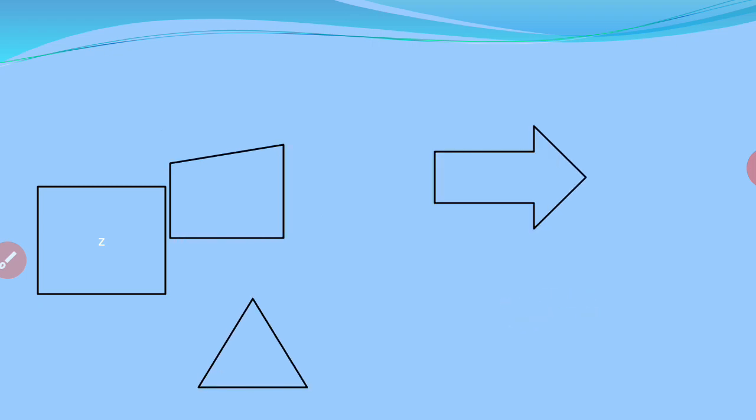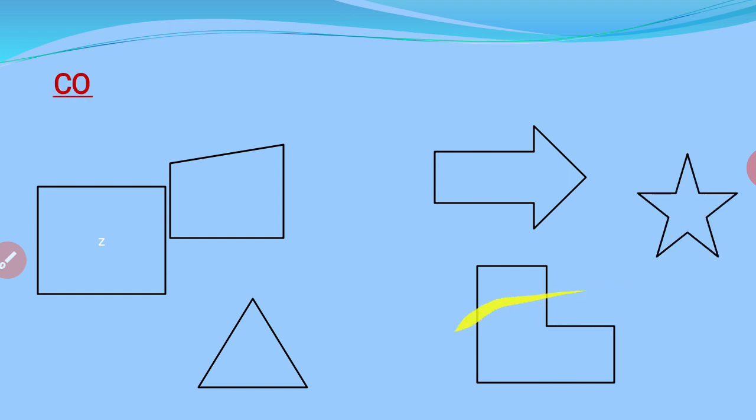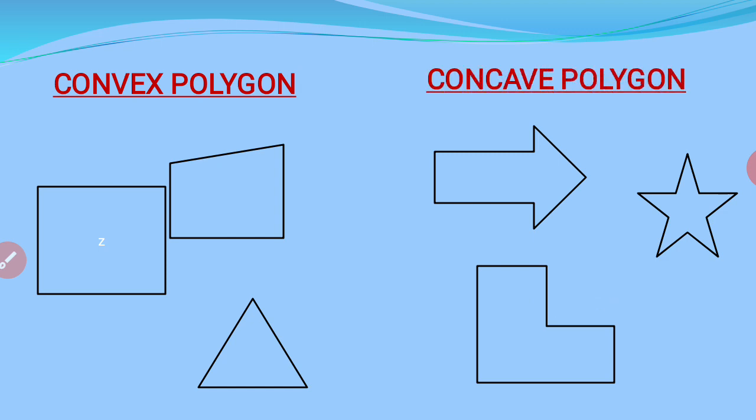Here some figures are given. More figures are coming up. Yes, they are there. Now these are named as convex polygon, whereas the ones on the right hand side are written as concave polygon. So let us see the basic difference between these two. As we discussed earlier, the differentiation depends on two points, which are measure of interior angles and the position of the diagonals. Let us discuss interior angles.